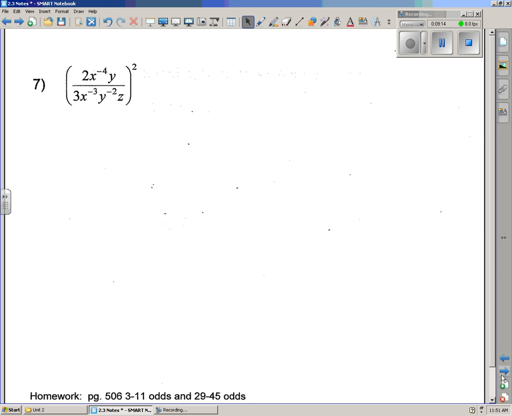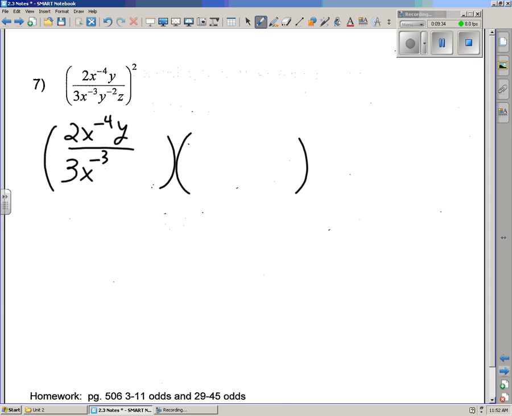This particular problem, because the outside exponent is positive, what I would like to do is write this thing out twice. You could do power to a power if you wanted to. That's fine. But my preference is I'm going to write the whole parenthesis out twice, which means I have 2x negative 4y, 3x negative 3y negative 2z, and then again 2x negative 4y, 3x negative 3, y negative 2z.